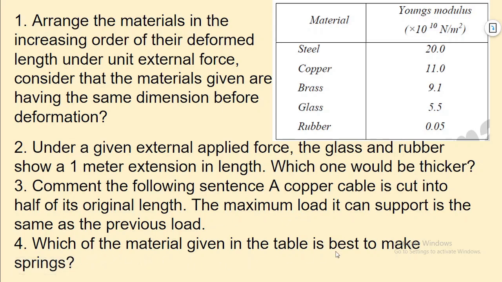Which of the materials given in the table is best to make springs? Obviously, steel is the best material because it has the higher value of Young's modulus, and correspondingly it has less deformation in length. So it is the most suitable for making springs.